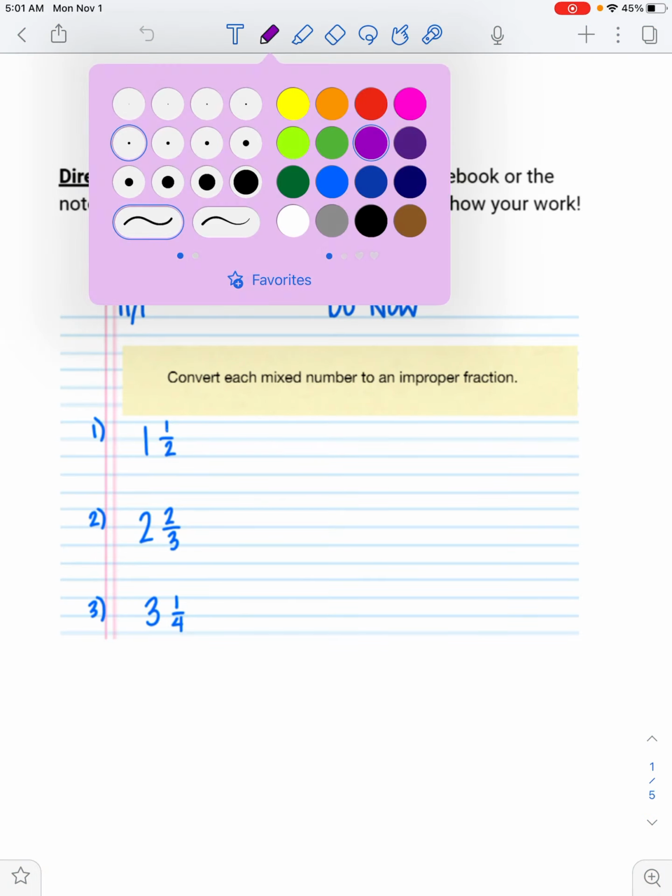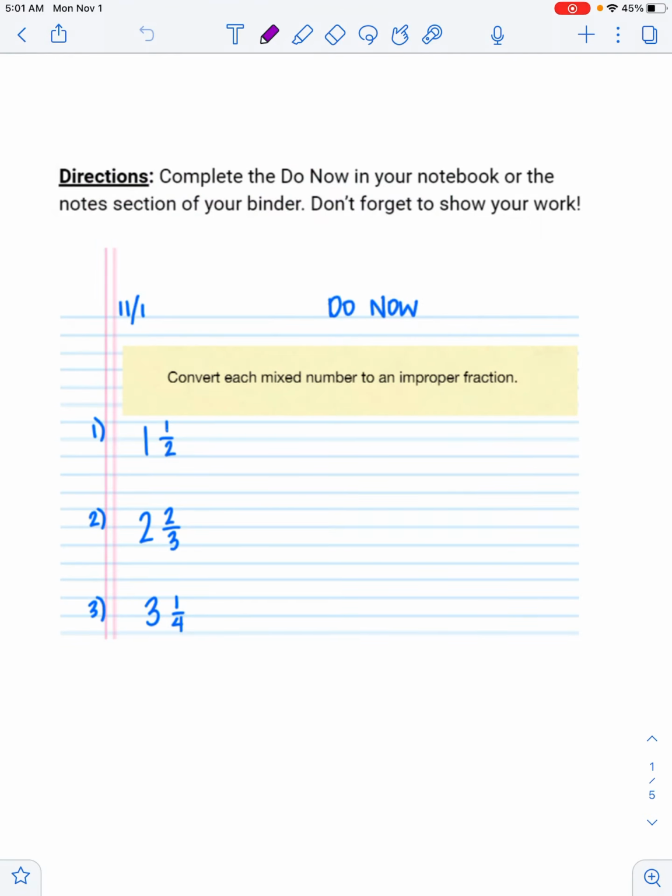This is on slide 1 of your class kick. Please pause this video and convert each mixed number to an improper fraction. Again, please pause and come back when you're finished.